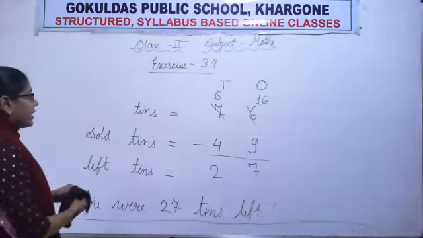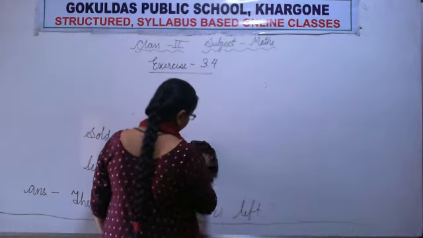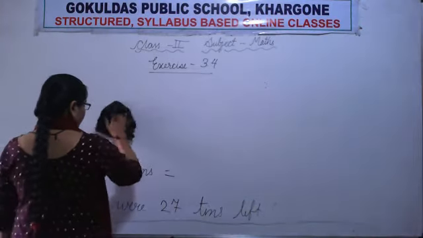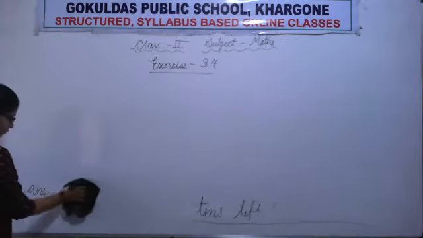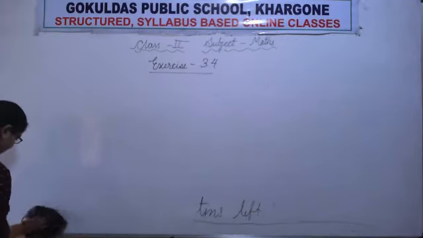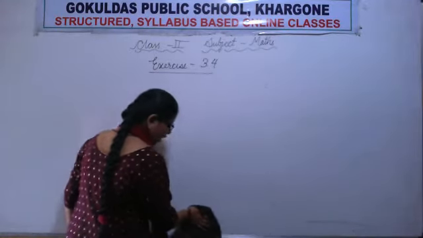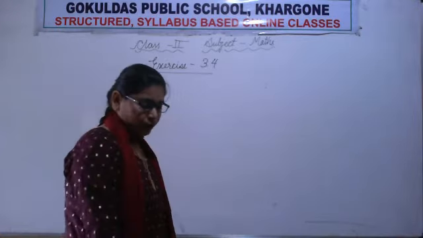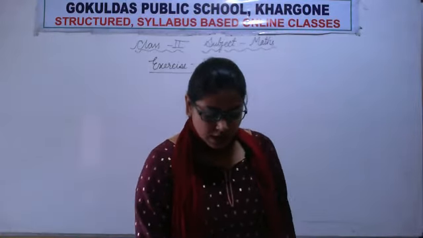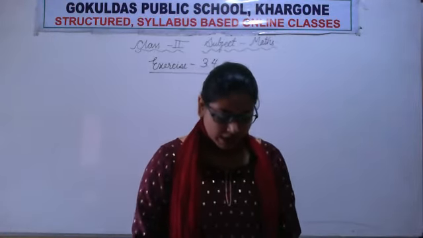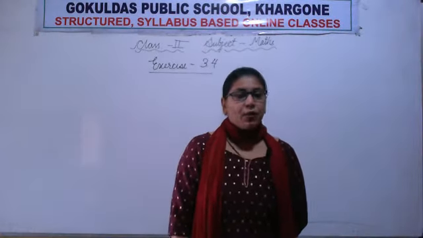Now dear students, read question number 2. There are 48 seats in a bus. 29 people are traveling in the bus. How many seats are vacant if one person is occupying one seat?